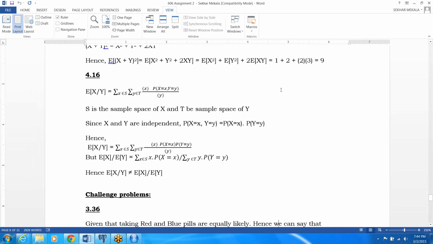Yeah. So basically, this problem 4.16 is asking us to prove. It was given that x and y are independent random variables there.